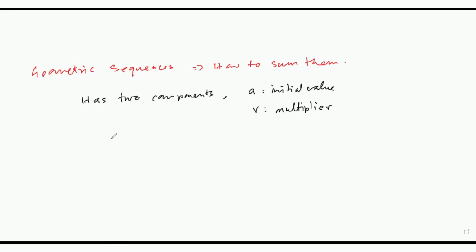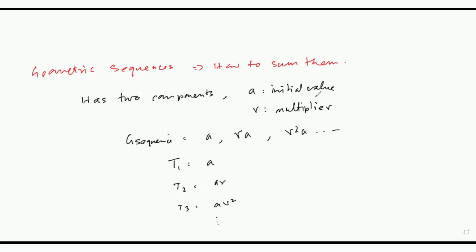Now, the sequence is such that, let's call it the G sequence, the first term is A, the second term is the multiplier R times A, and then R squared times A, and so on. So if we have n terms of the sequence, the first term is A, the second term T2 will be AR, T3 will be AR squared, and so on.